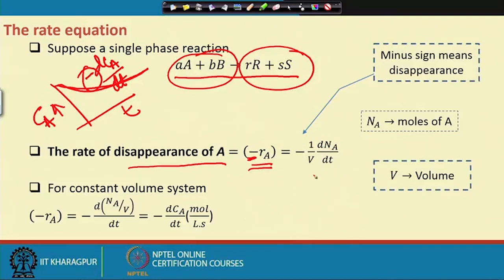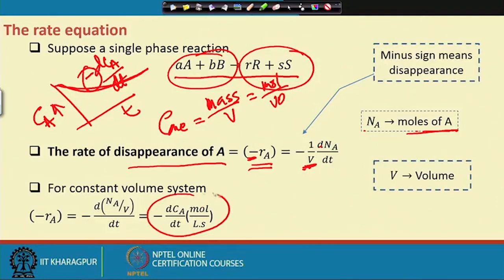This minus rA equals dN by V, where N is the moles of A. So, what is concentration? Concentration is nothing but mass per unit volume or moles per unit volume. Here Na is the moles of A and V is the volume. V is constant, so it comes out, and this is expressed as dNa by dt into V. So, when you put it like this, we can express it in terms of concentration as minus dCa by dt. This is in moles per liter per second.